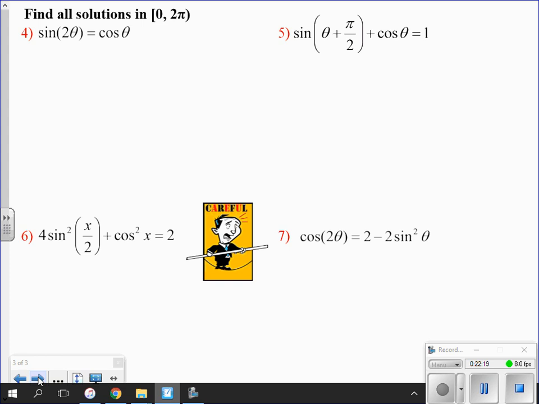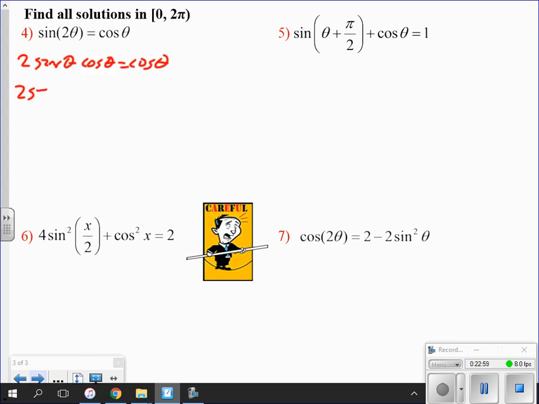So the sine of 2 theta is what? 2 sine cosine. So rewrite sine of 2 theta as 2 sine theta cosine theta, and then equals cosine theta. Now, I know a very large number of you would go, oh, divide both sides by cosine theta. No, you cannot do that. That's an illegal move. Put it all on one side. Subtract cosine theta from both sides.